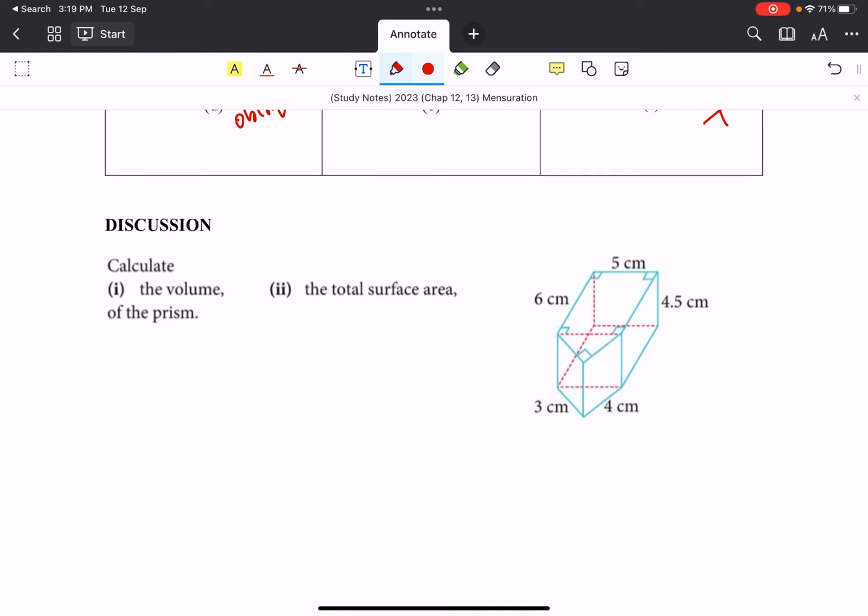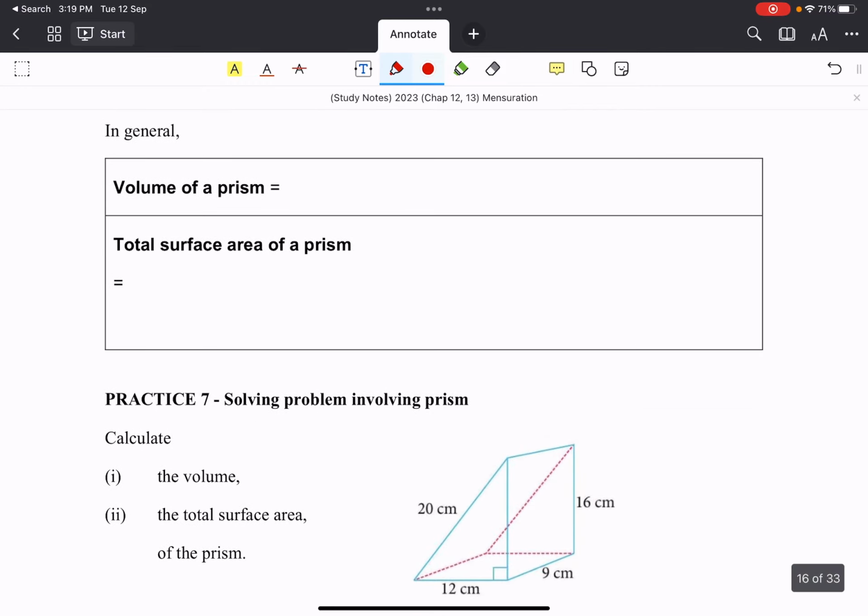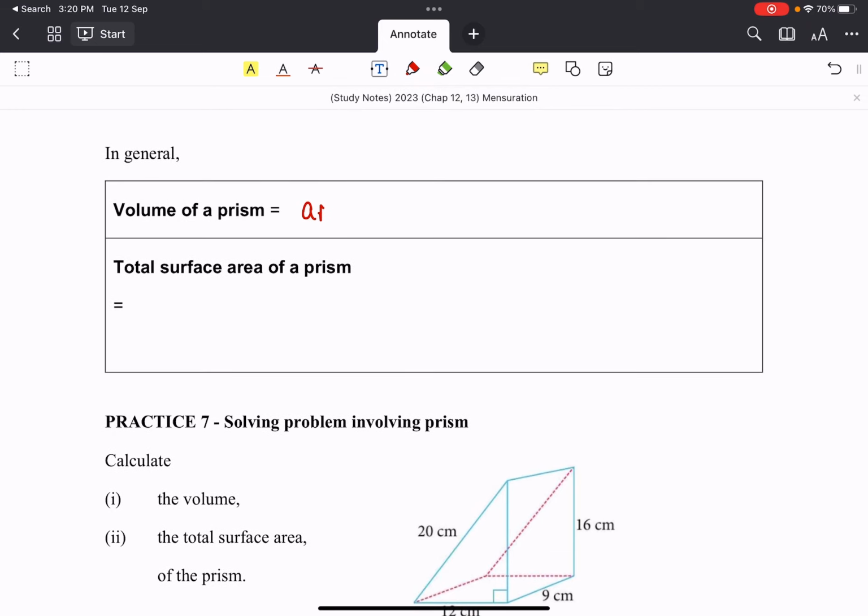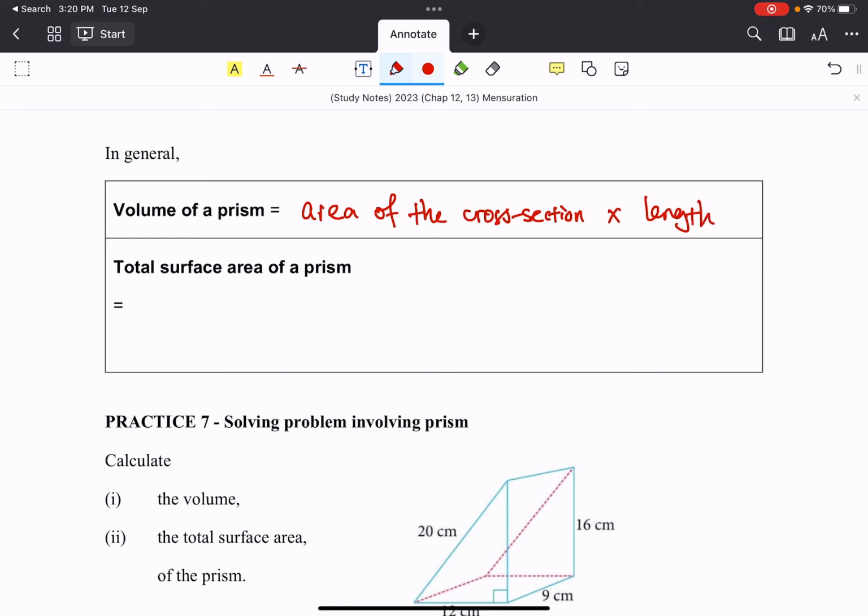All right? So we will actually look at the formula now. The volume of the prism is the area of the cross section multiplied by the length of the object, or the height, depending on the orientation. Okay, so this is how it works.